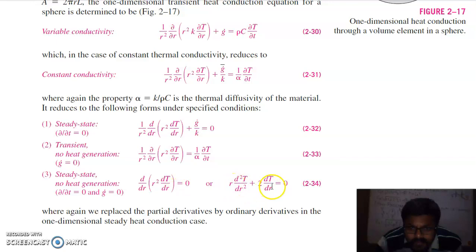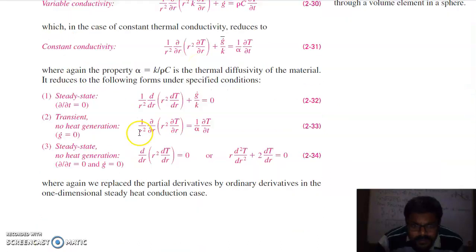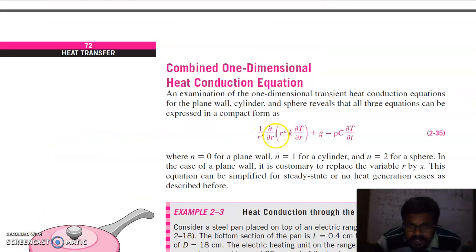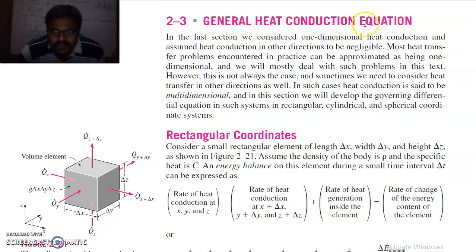Or you can write in this form. You can see in this equation for cylinder, there is only a difference of this r power, which is 1 by r here in case of cylindrical and r square in case of sphere. So this is your combined one dimensional heat conduction equation, where in this equation n is equal to 0 for plane wall, n is equal to 1 for cylinder, and n is equal to 2 for sphere. So this is the combined one dimensional heat conduction equation, the general heat conduction equation.